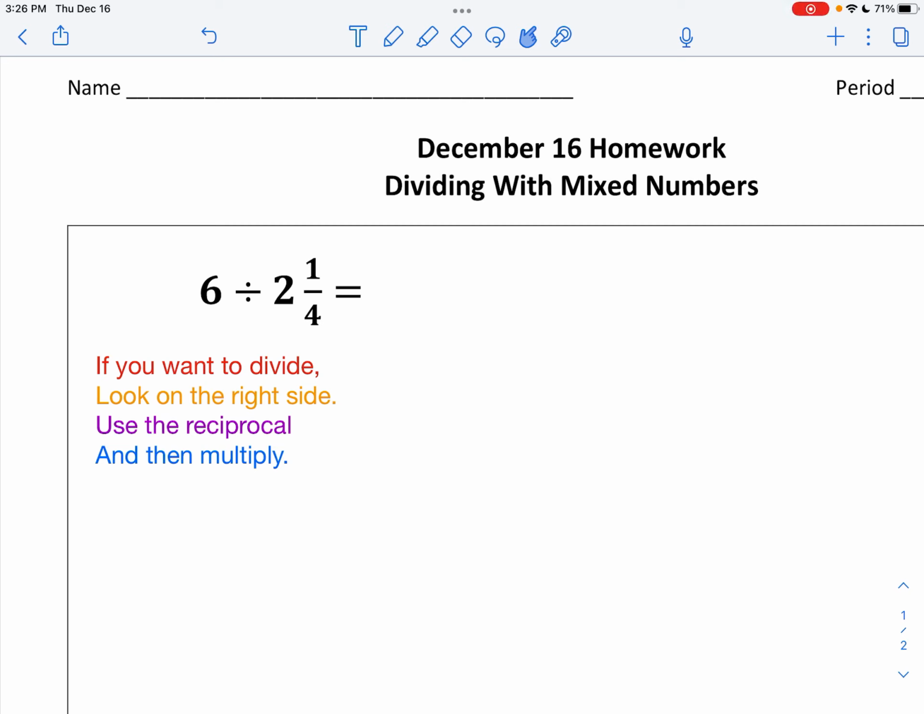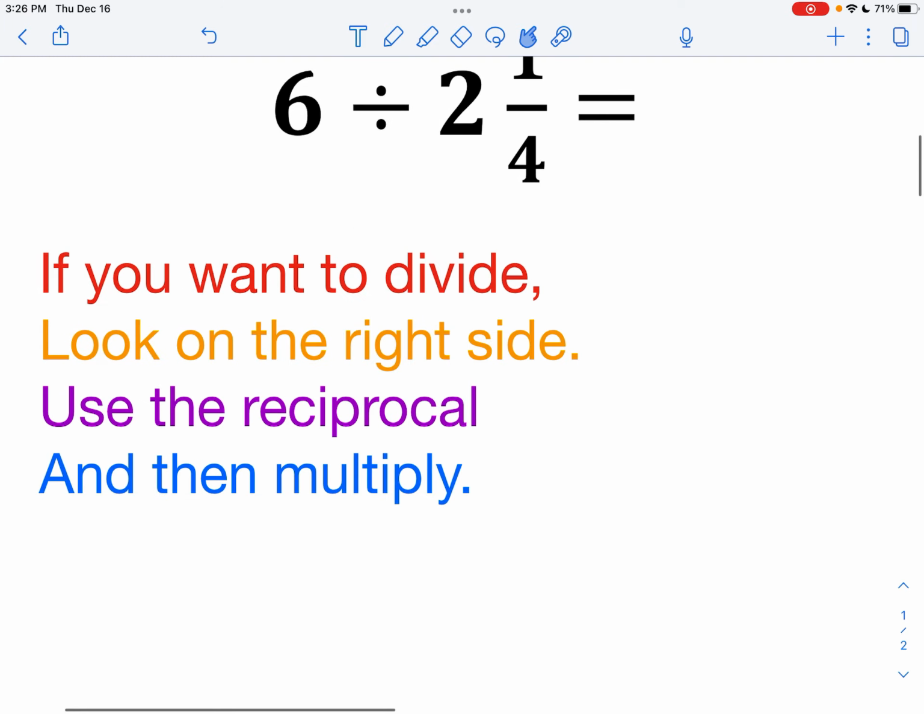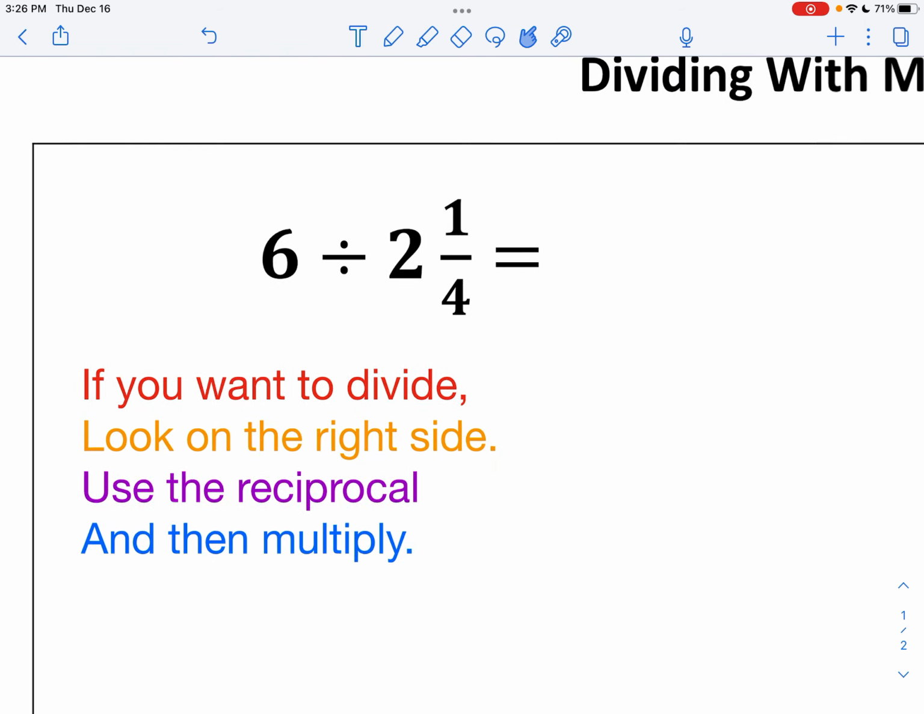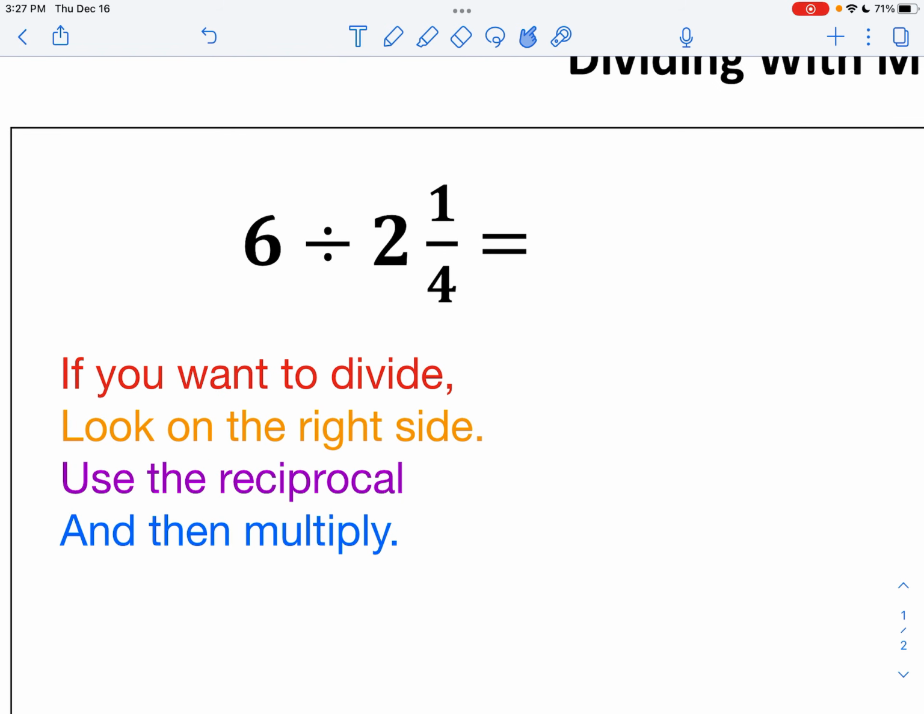Okay, today's homework is about dividing with mixed numbers. In class, we saw a short music video about dividing with fractions, so I added the words here so I could go back to them. If you want to divide, look on the right side, use the reciprocal, and then multiply. Before I can divide, I have to change these into fractions.